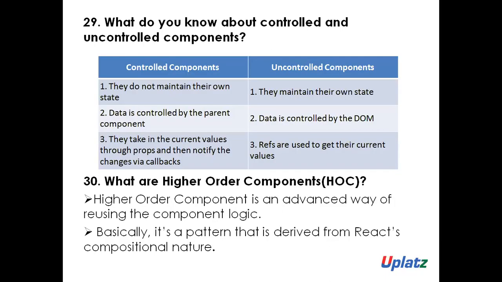What do you know about controlled and uncontrolled components? Basically, controlled components do not maintain their own state. Instead, data is controlled by the parent. Uncontrolled components maintain their own state, and data is controlled by the DOM. Controlled components take in the current value through props and then notify changes via callbacks. But in uncontrolled components, refs are used to get their current values. So that is the main difference between controlled and uncontrolled components.